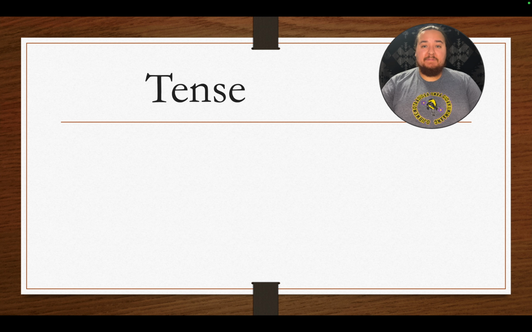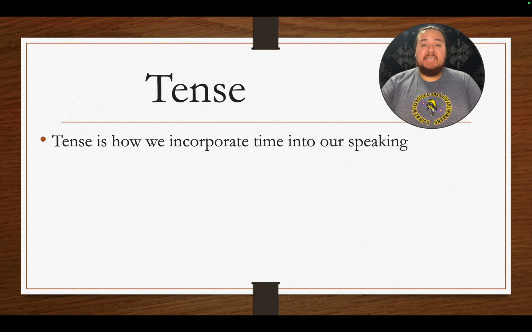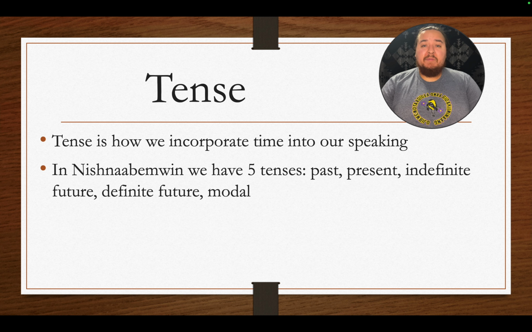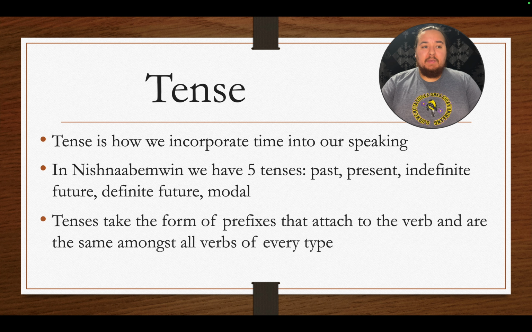So tense. Tense is how we incorporate time into our speaking. In Nishnaabemwin, we have 5 different tenses: past, present, indefinite future, definite future, and modal. Tenses take the form of prefixes that attach to our verbs and are the same amongst all our verb types, whether they're VII, VAI, VTI, or VTA.